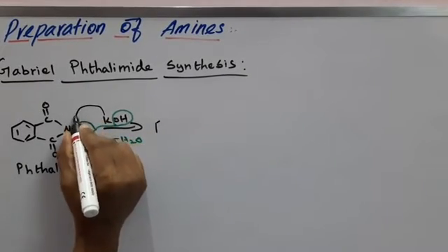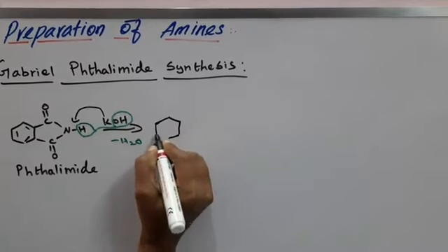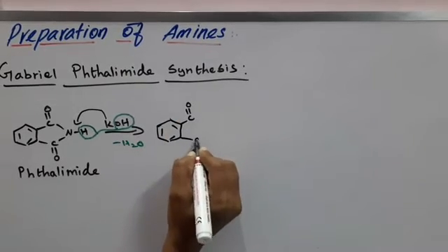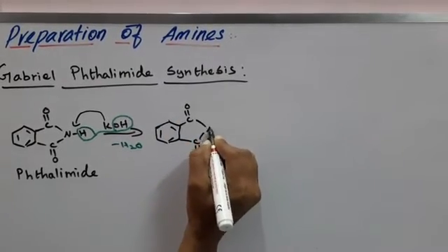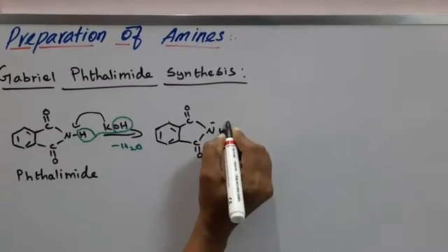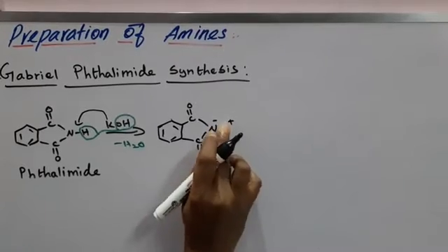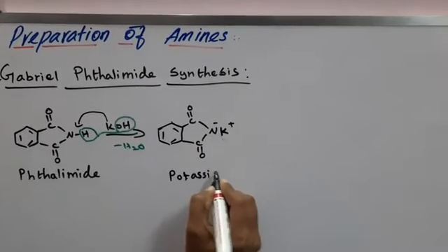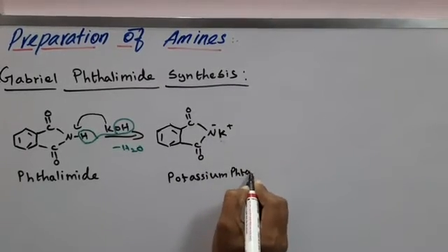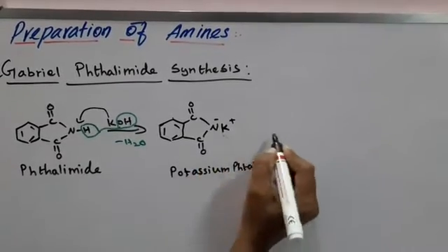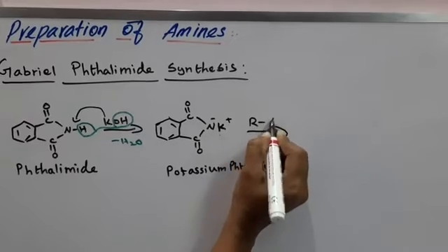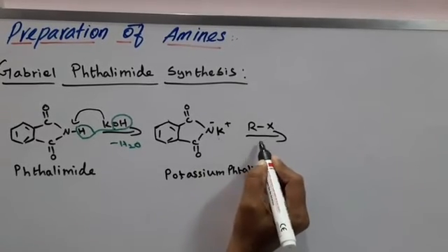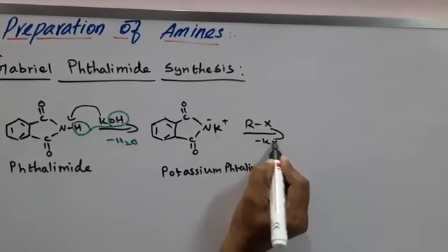So this potassium, come and add potassium phthalimide. Okay, so C double bond O, and here C double bond O, here N K. Okay, so this is minus, this is positive. So this is K, this is potassium phthalimide. This potassium phthalimide reacts with alkyl halide. The potassium and this halogen undergo loss of KX, potassium halide.